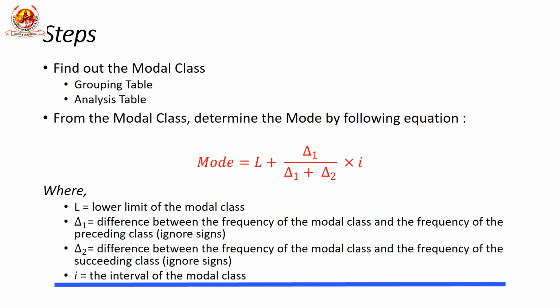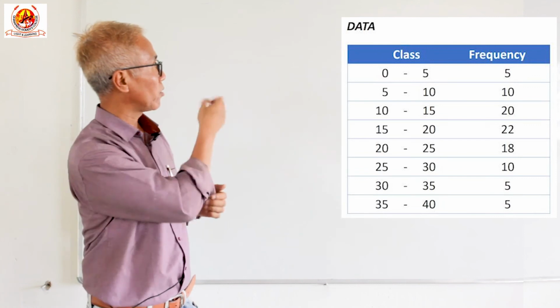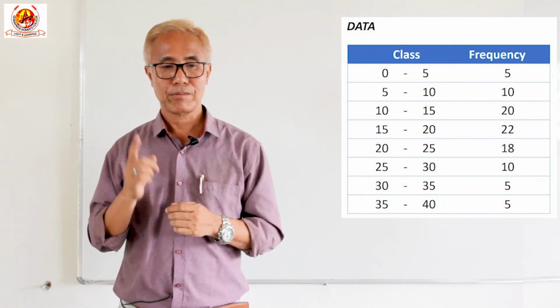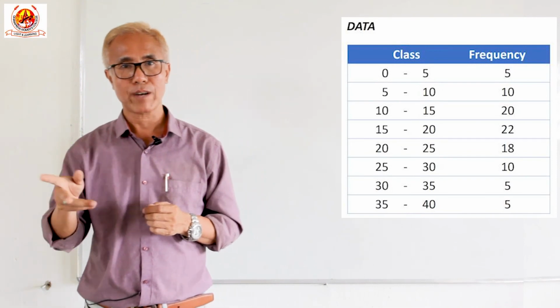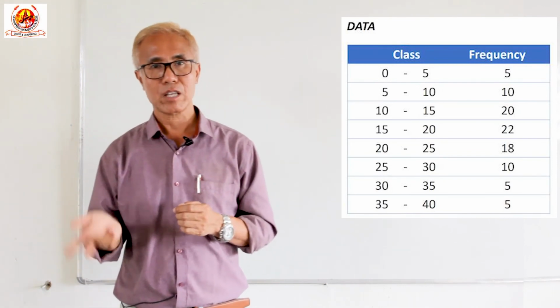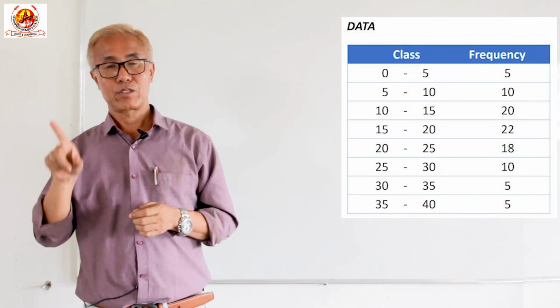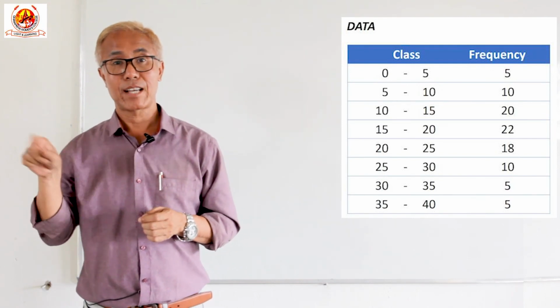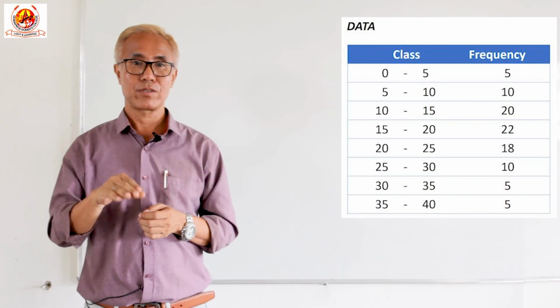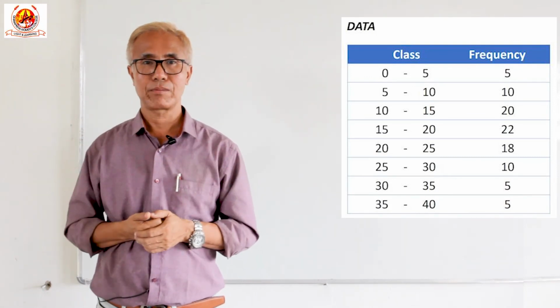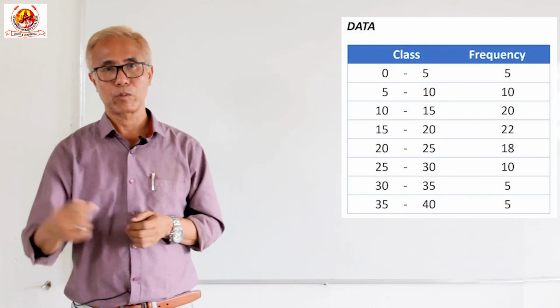What is I? I is the class interval, and in this particular series, 0 to 5, 5 to 10. What is the difference between 0 and 5? 5. And between 5 and 10? 5. So I will be this class interval, and after this you calculate and then you will find out the mode.